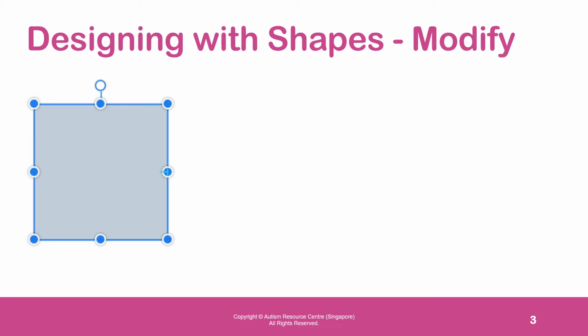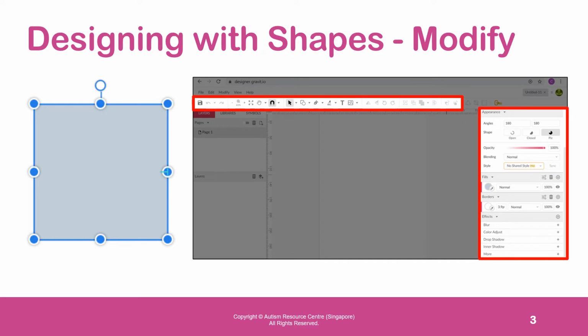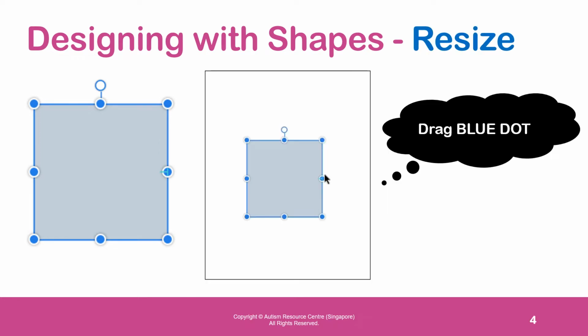So to modify a shape on Gravit, you will need to use two sets of modify tools. The ones available on the toolbar on the top of Gravit Designer, as well as the inspector settings on the right side of Gravit Designer. To resize a shape, simply drag the blue dot on the shape that you've selected. Dragging the side blue dots will help you to stretch your shapes in one way, while dragging the corner blue dot allows you to stretch your shapes in two ways diagonally.